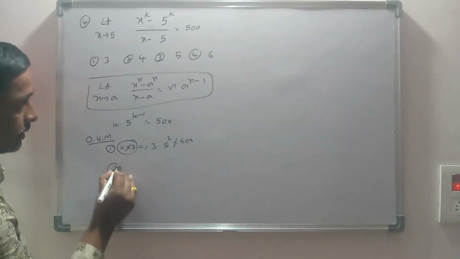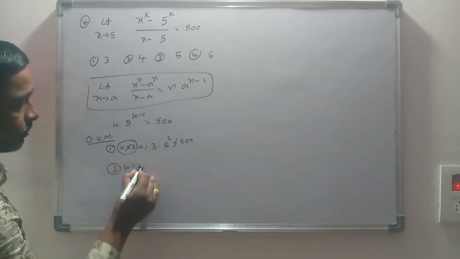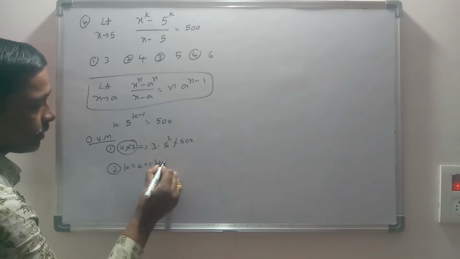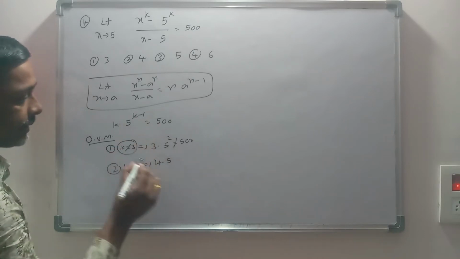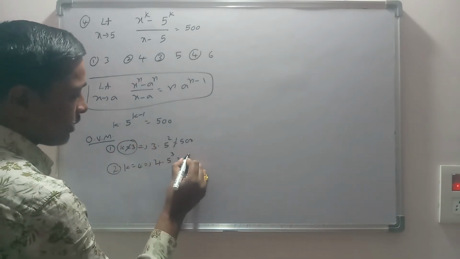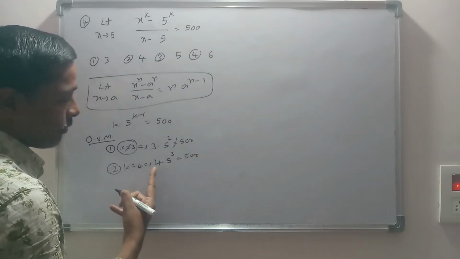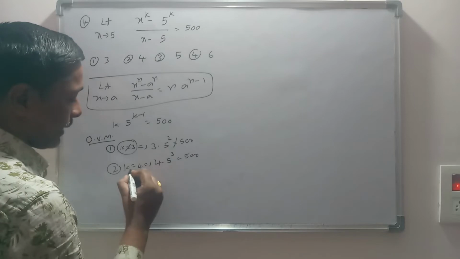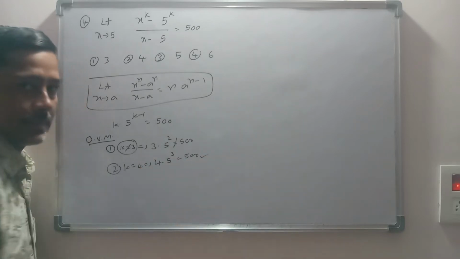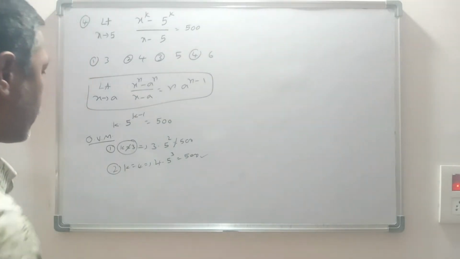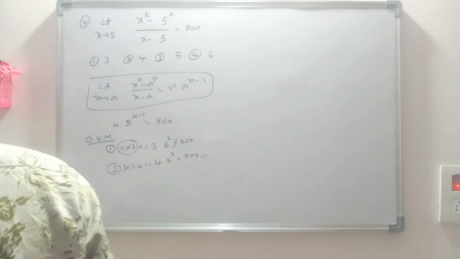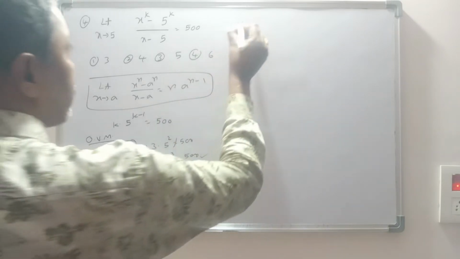Second one. K is equal to 4. 4 into 5 power 4 minus 1, 3, is equal to 500. What is 5 cube? 125. 125 into 4 is 500. K is equal to 4 is the correct answer. Fifth one.